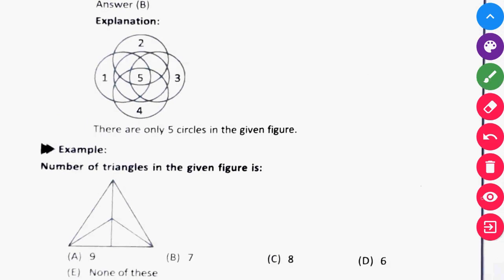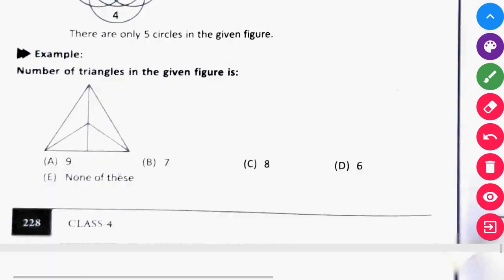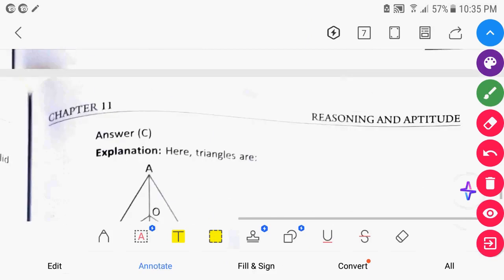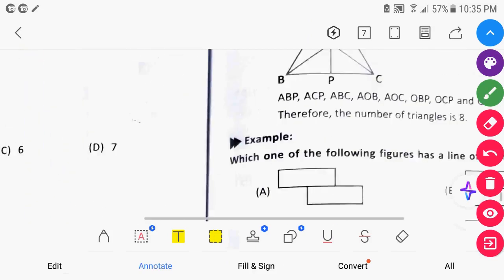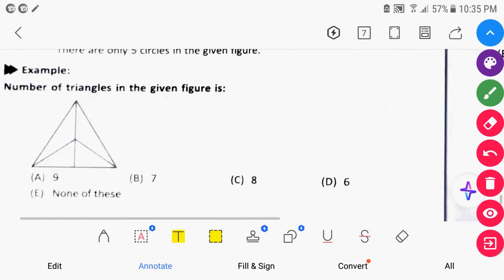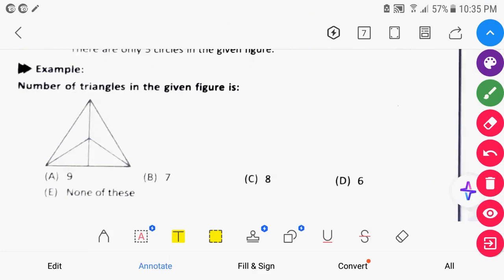Now you have to find the number of triangles in the given figure. So all these questions are based on geometrical shape. 1, 2, 3, 4, 5, 6. There are 6 triangles inside the figure. There are 8 triangles, they said. How? One second. We'll check once again. Okay, I had missed two. This one and this one. Okay. Again we will calculate to show you.